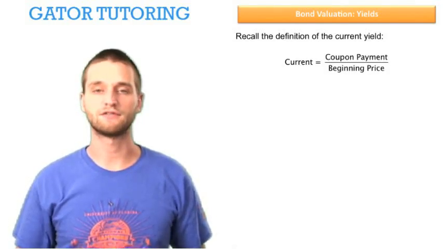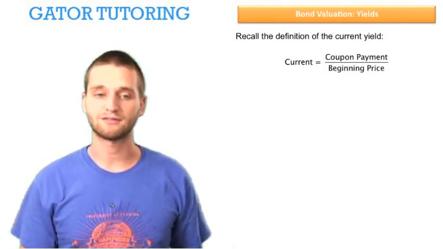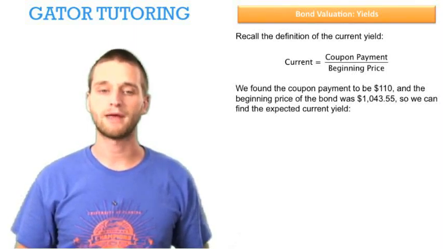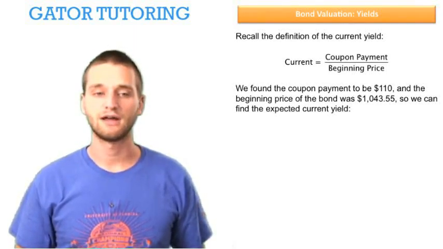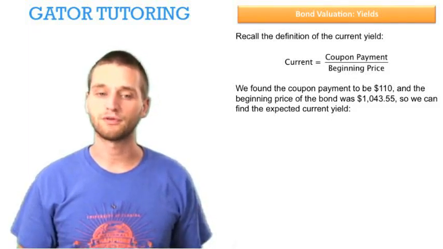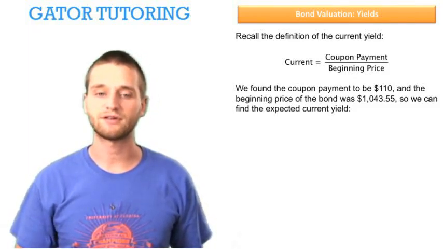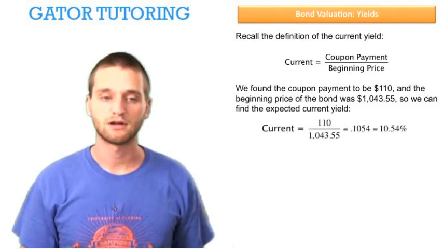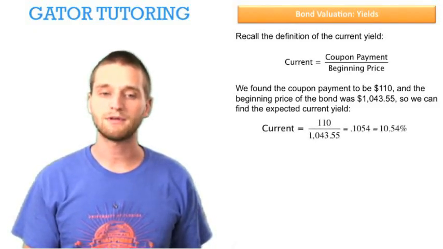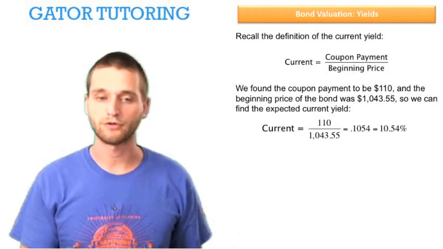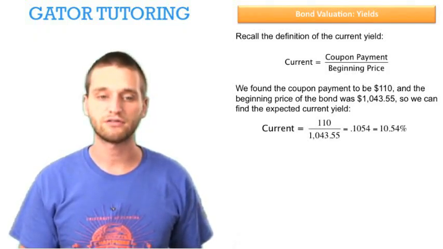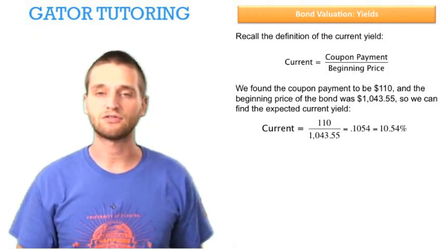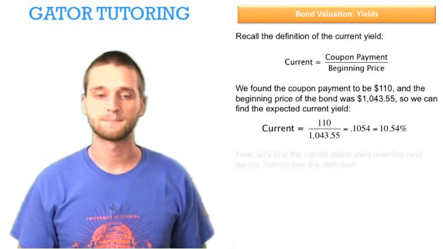Recall the definition of the current yield. It's the coupon payment divided by the beginning price. Well, we found the coupon payment to be $110. And the beginning price of the bond was $1,043.55. So we can find the expected current yield. It's the $110 coupon payment divided by the current price of $1,043.55, and we see that the current yield is 10.54%.